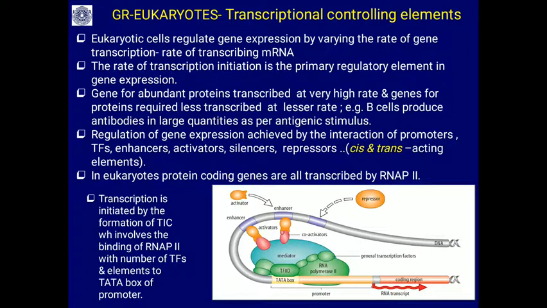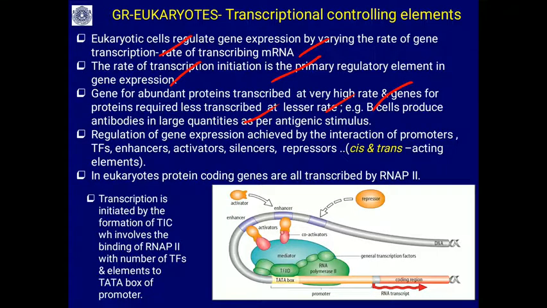So these transcriptional controlling elements in eukaryotes regulate gene expression by varying the rate of gene transcription, or the rate of mRNA production. Gene expression means mRNA, which then gets translated in the ribosomes. The rate of transcription initiation is the primary regulatory element in gene expression. Genes for abundant proteins are transcribed at a very high rate. Genes for proteins required less are transcribed at a lesser rate.